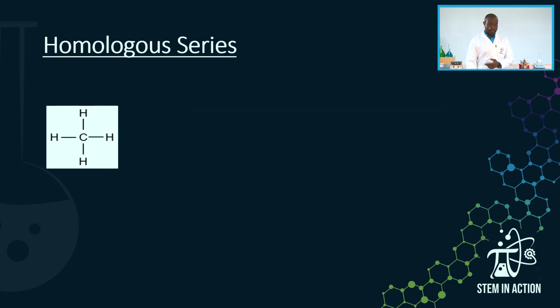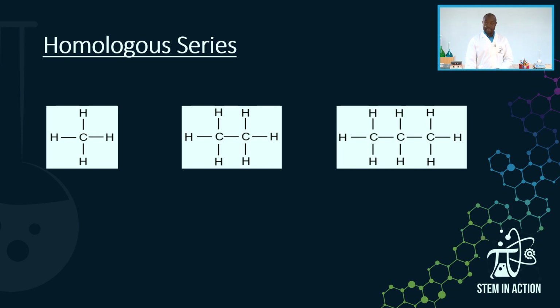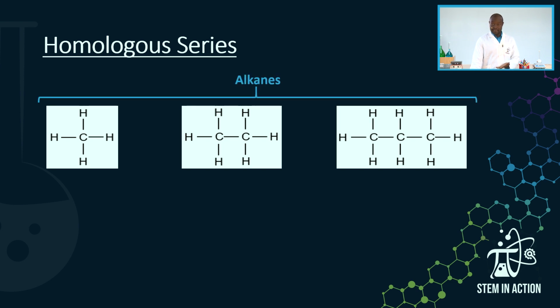So for example, this is methane, that's ethane, that's propane. And next to that is going to be butane, and we keep increasing the size of the compound. And what you notice is that they all contain the same functional group, which is the C-C bond, single bond. And these are alkanes.